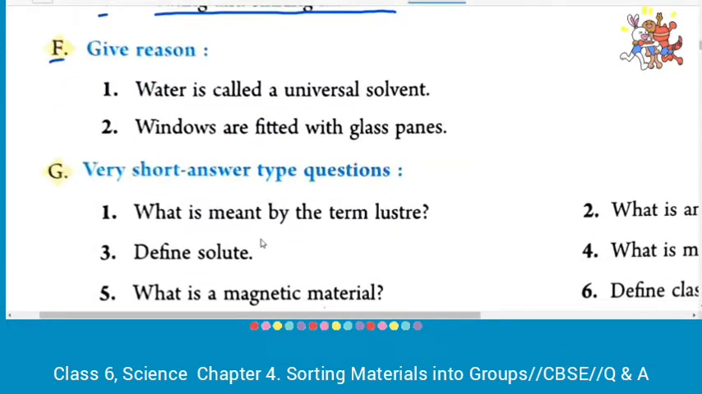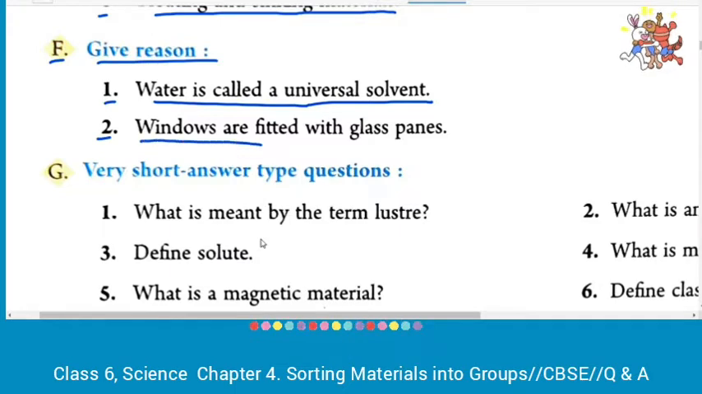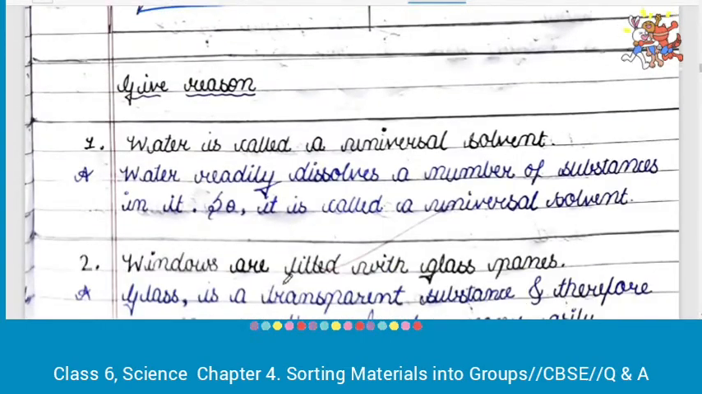Section F, give reason. First question, water is called a universal solvent. Second question, windows are fitted with glass panes. Water is called a universal solvent. Why? Because water readily dissolves a number of substances in it. So it is called a universal solvent.